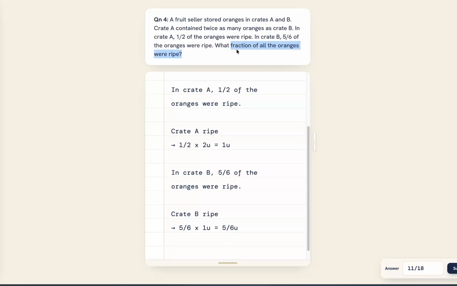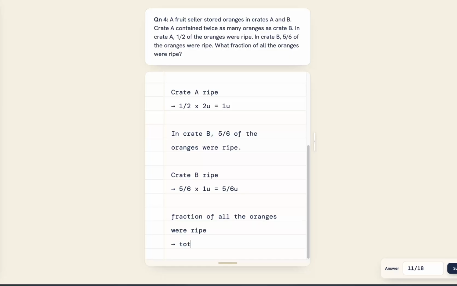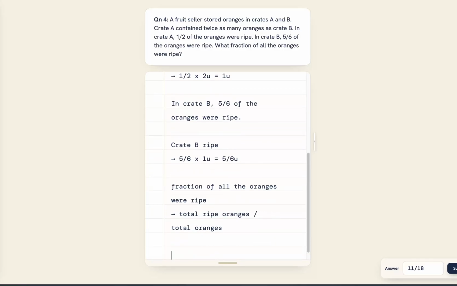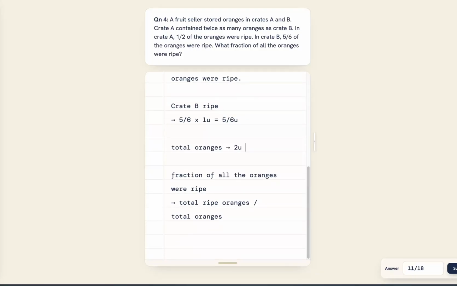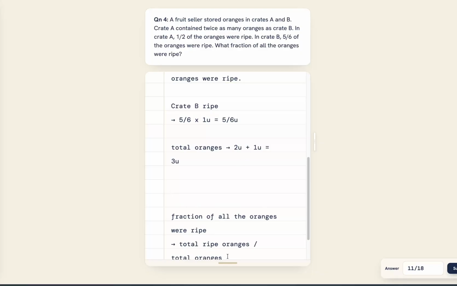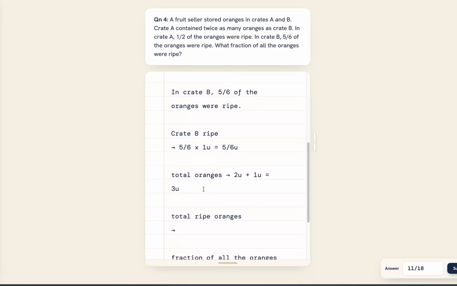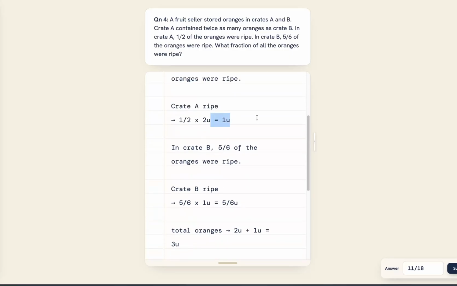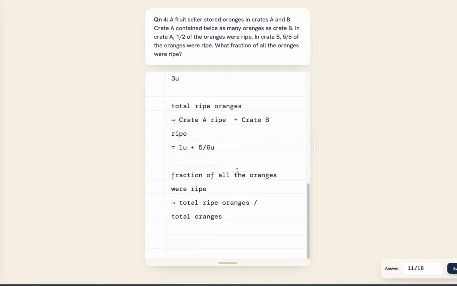Now it says, what fraction of all of the oranges were ripe? So this means we need to get the total ripe oranges out of the total oranges. First, the total oranges is 2 units plus 1 unit, which gives us 3 units. And the total ripe oranges will be equal to crate A ripe plus crate B ripe. Crate A ripe is 1 unit, and crate B is 5/6 unit.